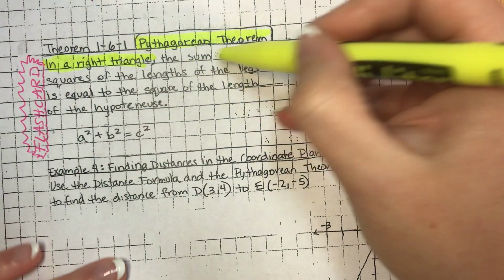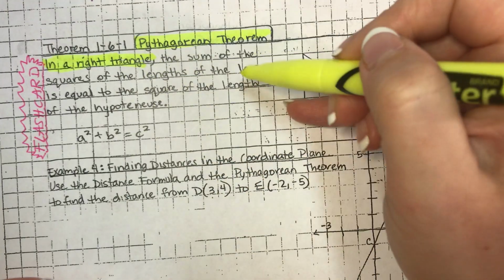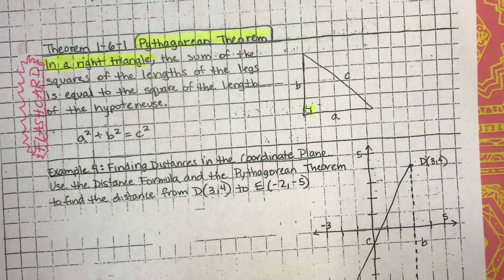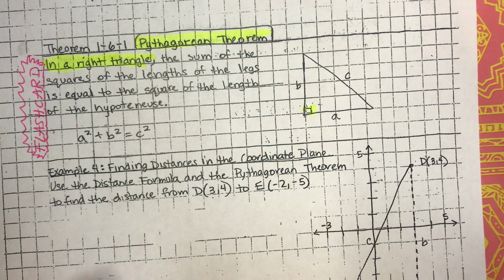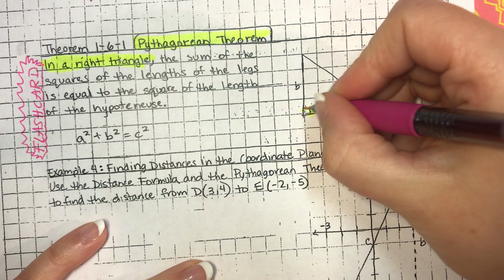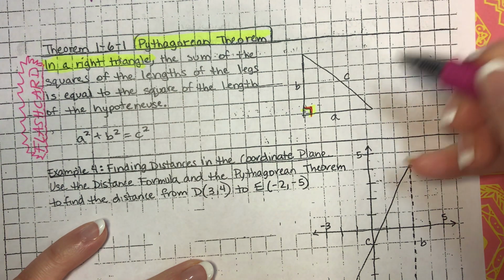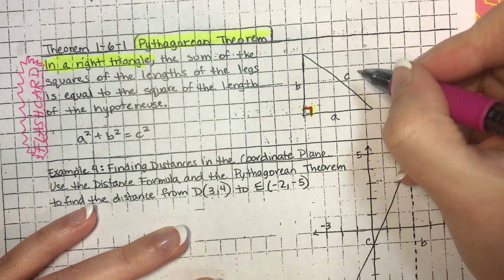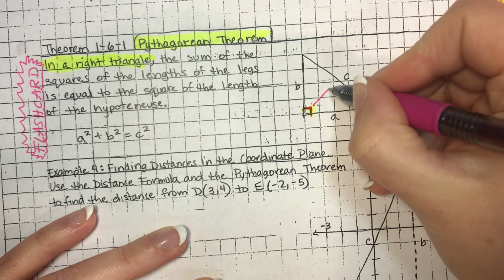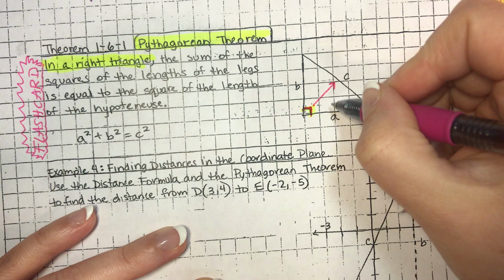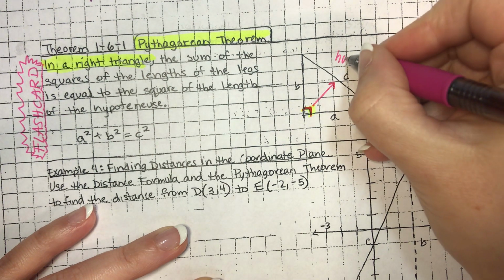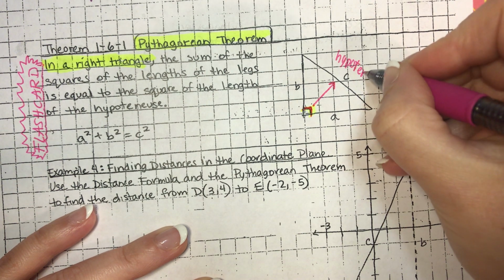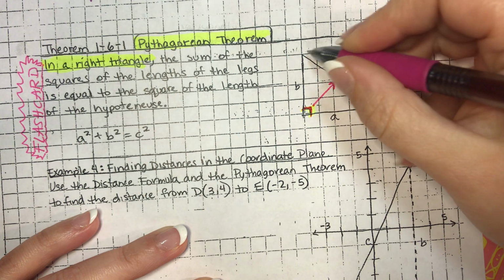So in a right triangle, the sum of the squares of the lengths of the legs is equal to the square of the length of the hypotenuse. Okay, a lot of terminology there. What you need to know is whenever you have this right angle, the side that is directly across from the right angle is called the hypotenuse. So it's this side right here.